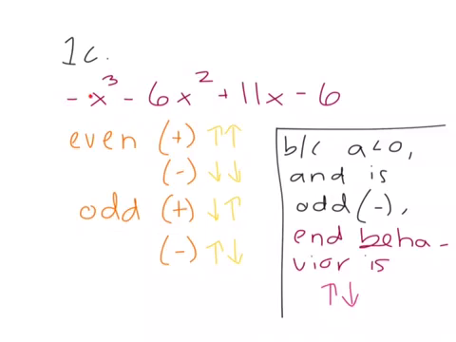So since it's a negative 1, what do we know about negative 1? We know that it's odd, and we know that it's negative. So going back to this chart, we go to the odds, and then we go to negative, and we see that that's going to go up and then down.